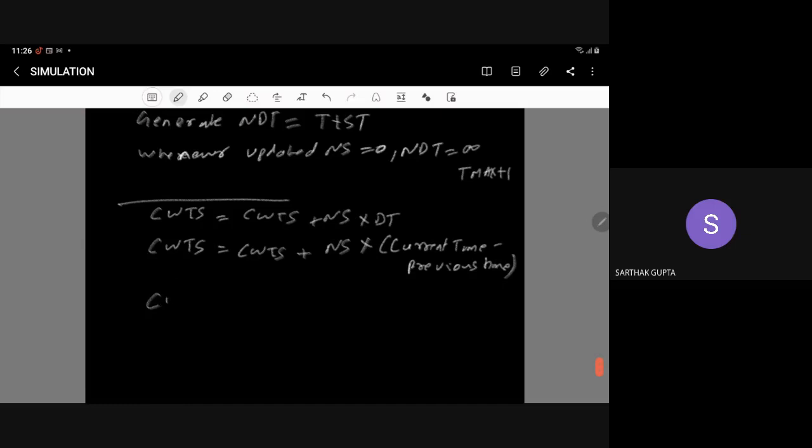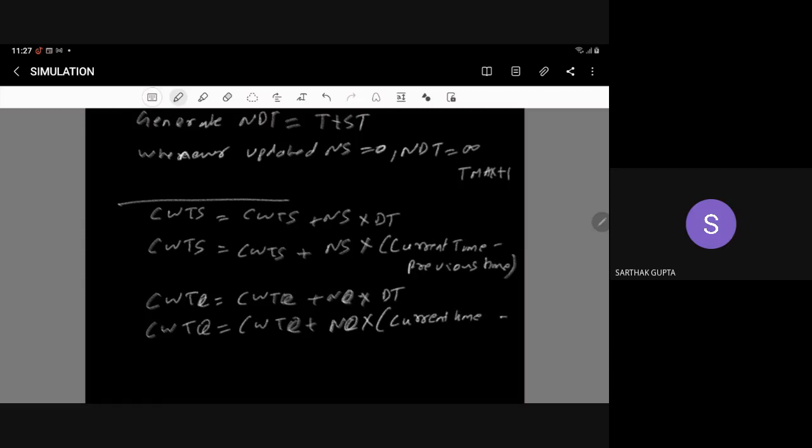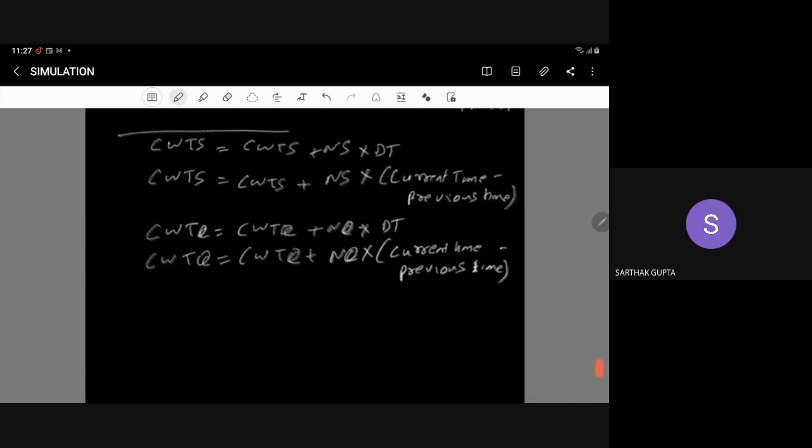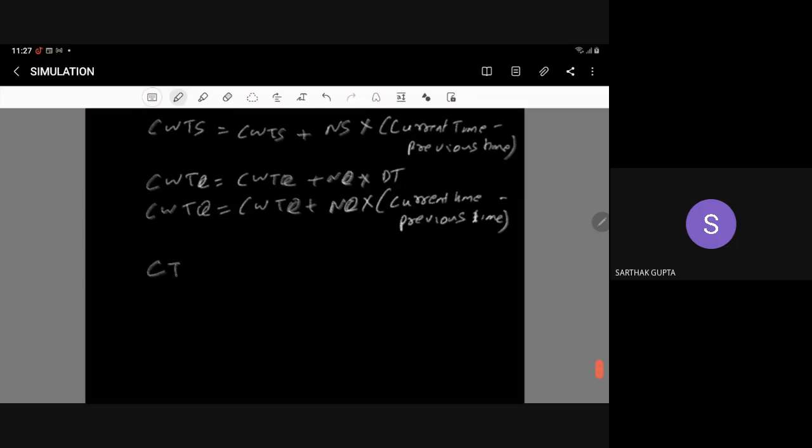Similarly, CWTQ. The new CWTQ is the old CWTQ plus NQ into the difference of time. So CWTQ is equal to CWTQ plus NQ into the difference of time, which means current time minus previous time.